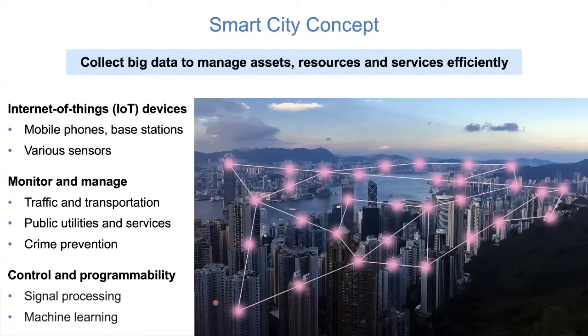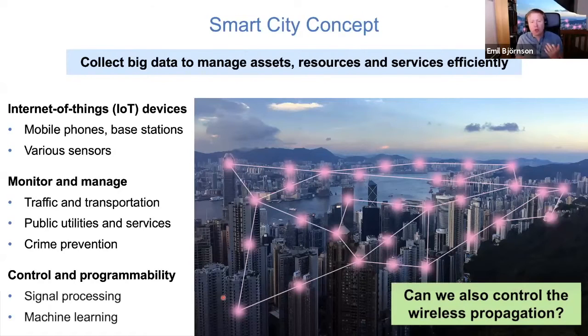Can we, in addition to these things, also somehow control the wireless propagation in this city? Can we use the smart city concept and expand it not only to provide you with access to this data, but also to tweak the propagation environment so everyone can get good coverage everywhere?